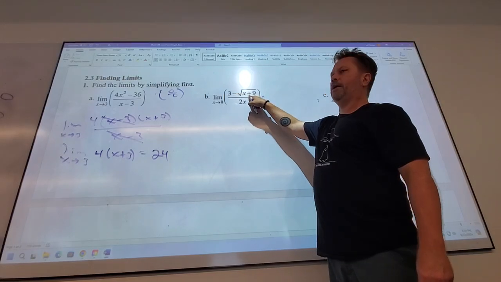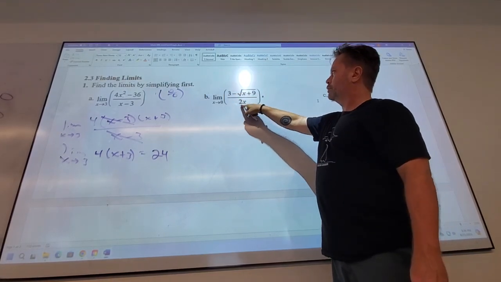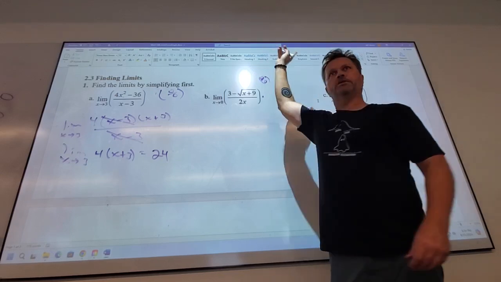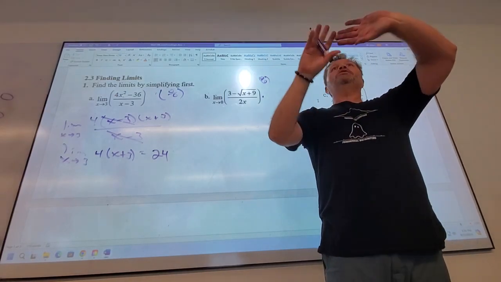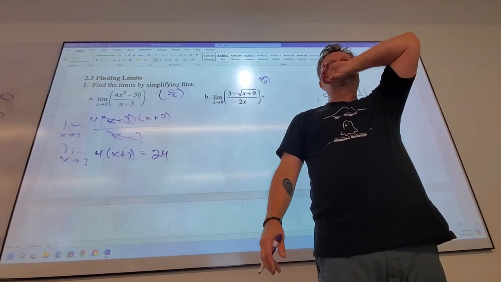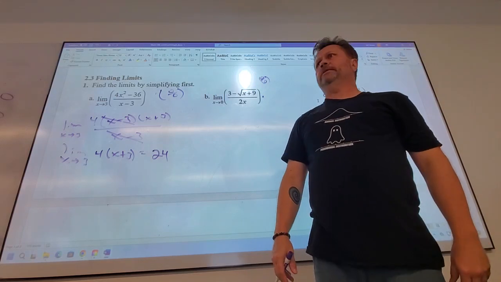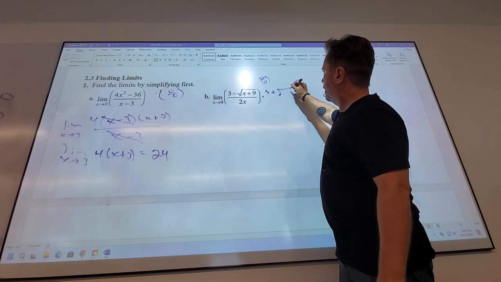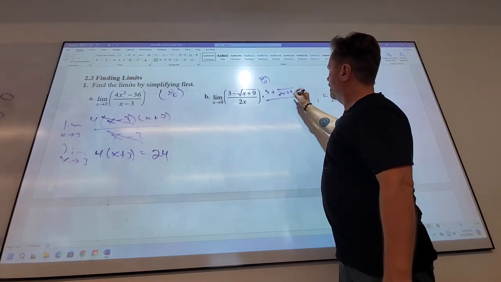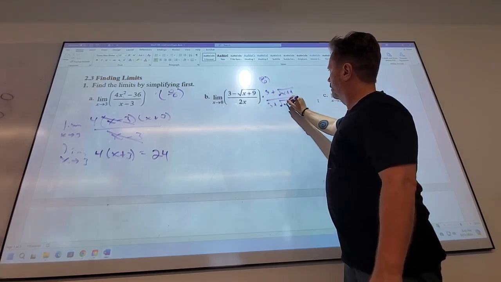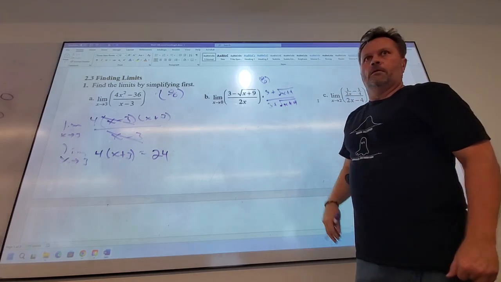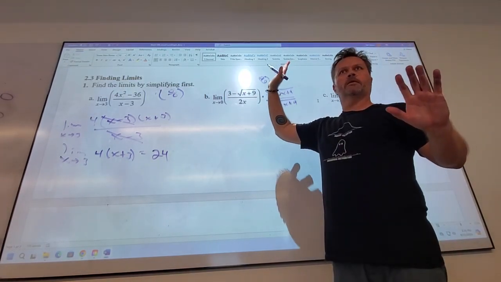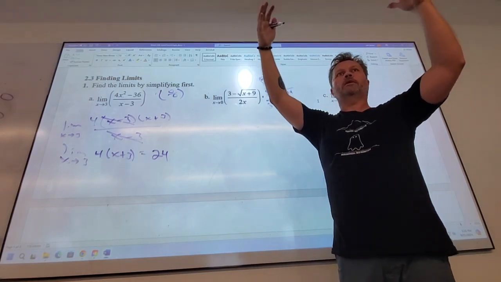Indeterminate. 3 minus square root of 9, 3 minus 3 is 0, twice 0 is 0, 0 over 0. So I'm going to try to do some algebra. Can I factor? No, nothing easy anyway. So I'm going to multiply by what's called the conjugate. Does that sound familiar to anybody? We just change the middle sign, that's all. Now it looks like difference of squares, right?